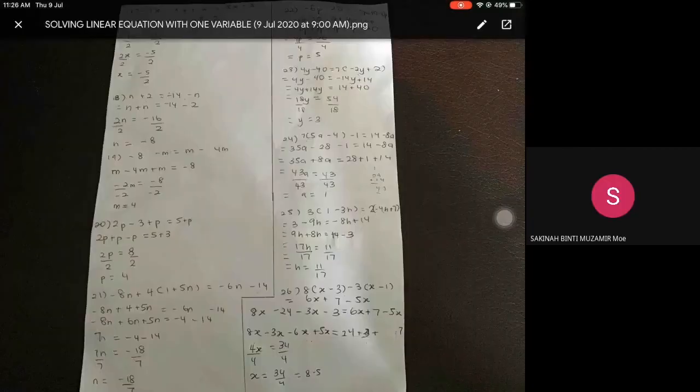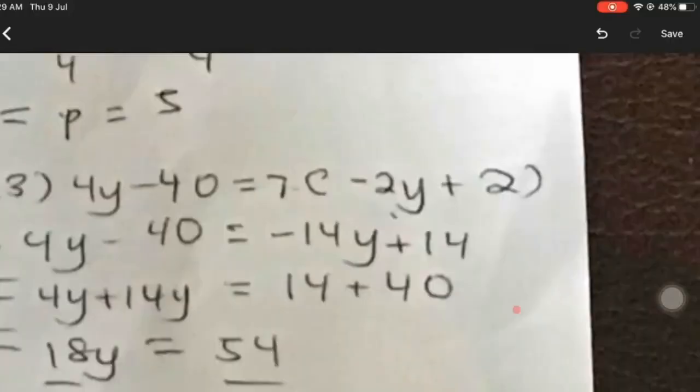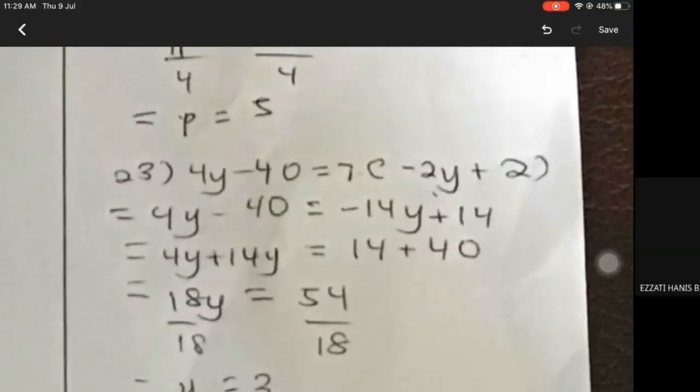Izzati, number 21 is yours. Number 23: 4y minus 40 equals 7 multiply negative 2y plus 2. So here, okay, she keeps the left side. On the right side, you open the bracket, it becomes negative 14y plus 14. Okay, correct. And then she groups the like terms.